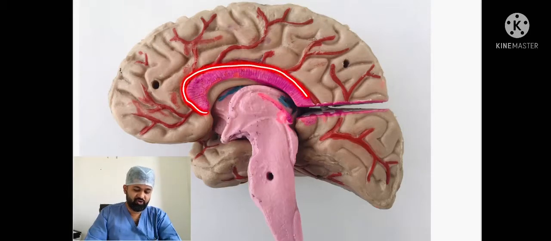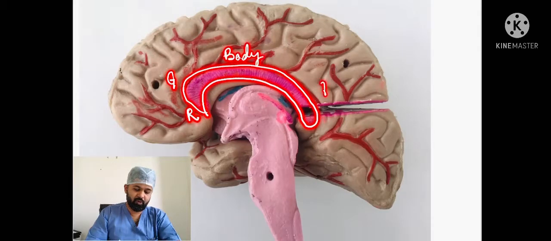This is the genu of the corpus callosum. This is the rostrum of the corpus callosum. This part is the body of the corpus callosum. And towards the posterior end, this is the splenium of the corpus callosum.